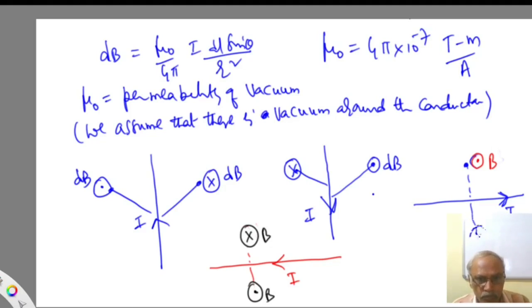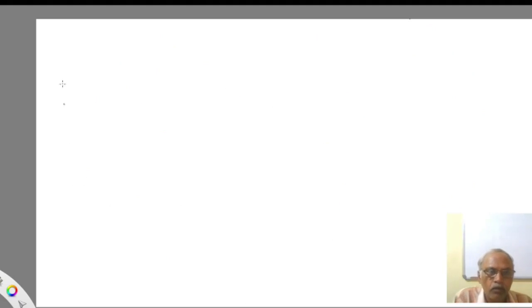So now, using Biot-Savart law, we derive an expression for the magnetic field on the axis of a circular coil. Is it okay? Yes, sir. Now what we do in the examination, they ask an important question. This is important.